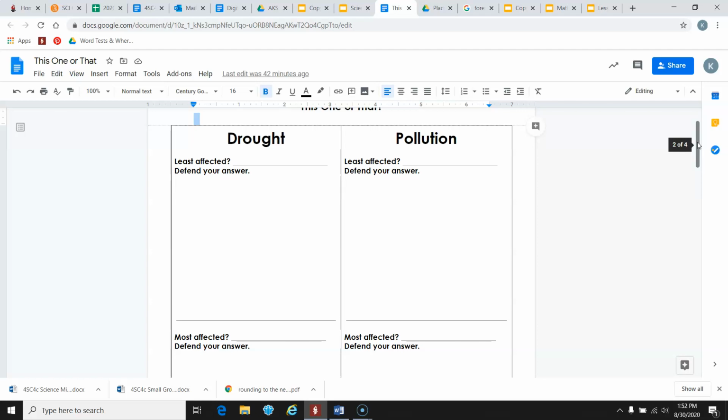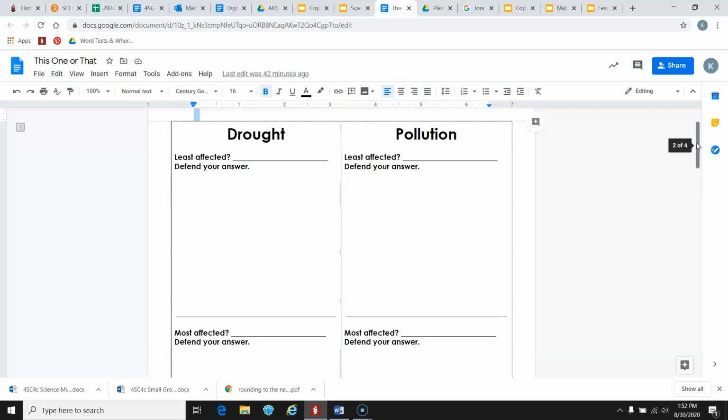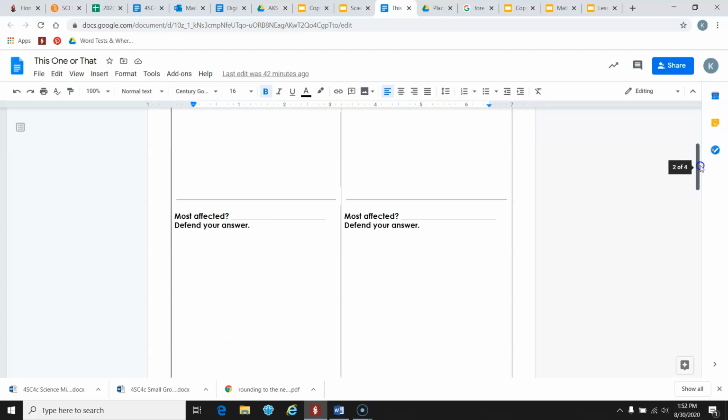Now, there are multiple correct answers here, and really if you defend your answer well, chances are you're going to get it correct, because there are different things that could be affected in different ways. Now, in addition to drought, you're going to consider pollution. So which ecosystem would be the least affected by pollution? Which would be the most affected? And again, defend your answer means give us details as to why you selected that ecosystem.